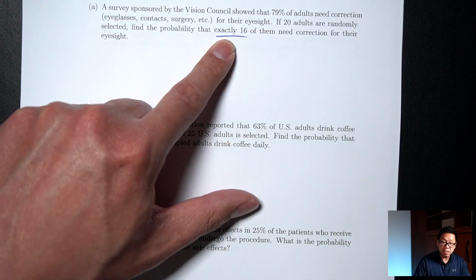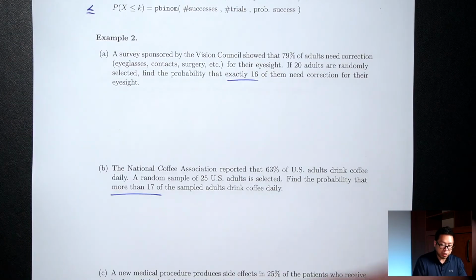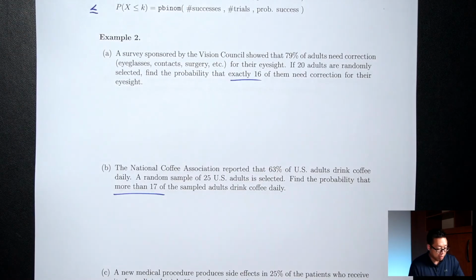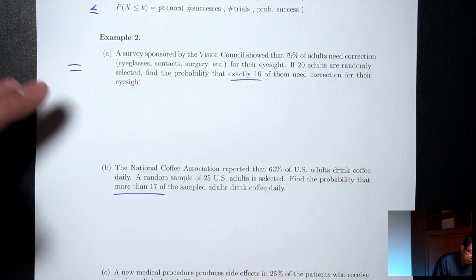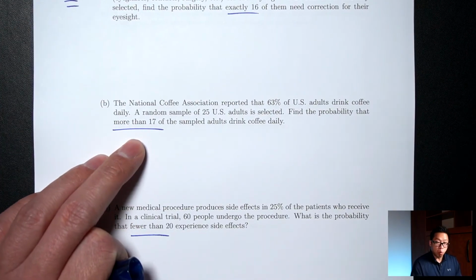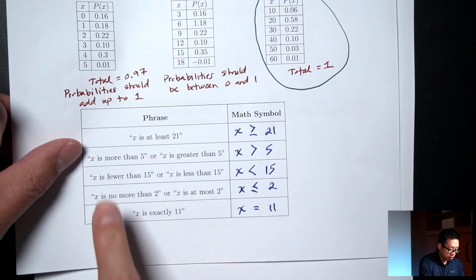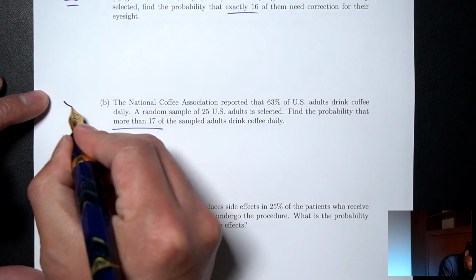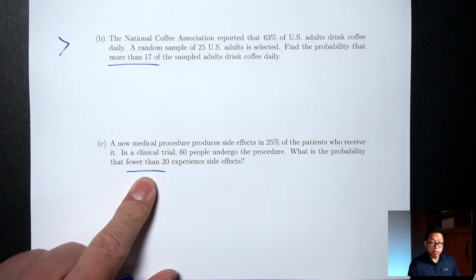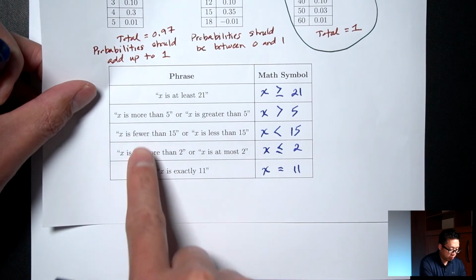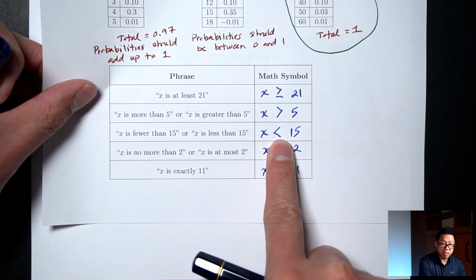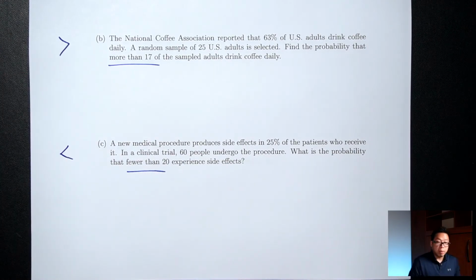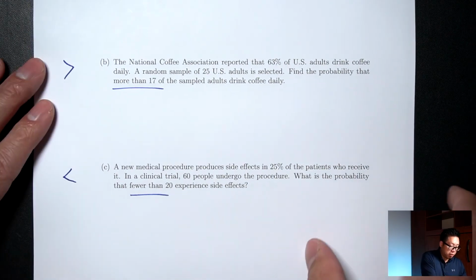So here, exactly 16. That's an equals. So that's the equals situation. More than 17. More than, greater than. That's the greater than situation. Fewer than, less than. Okay, let me go to the next page and talk about those also.